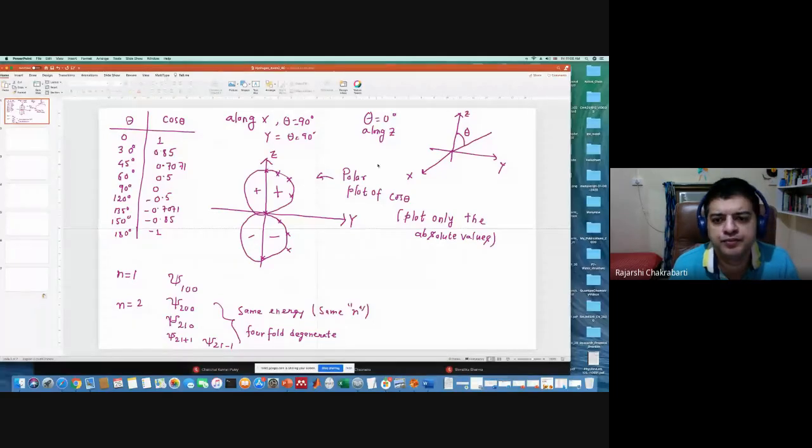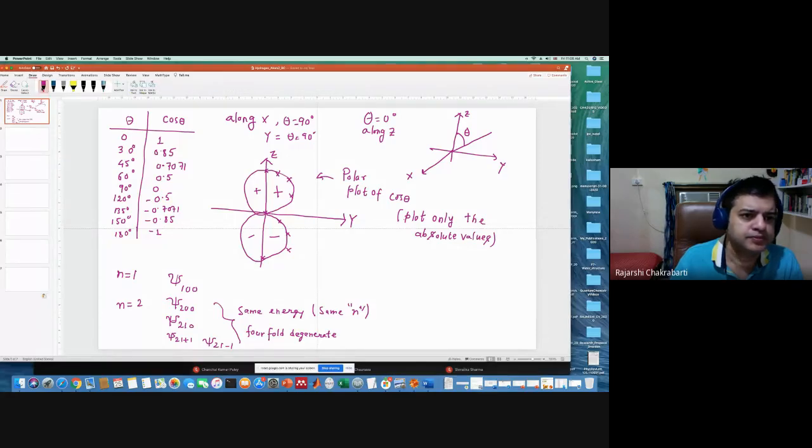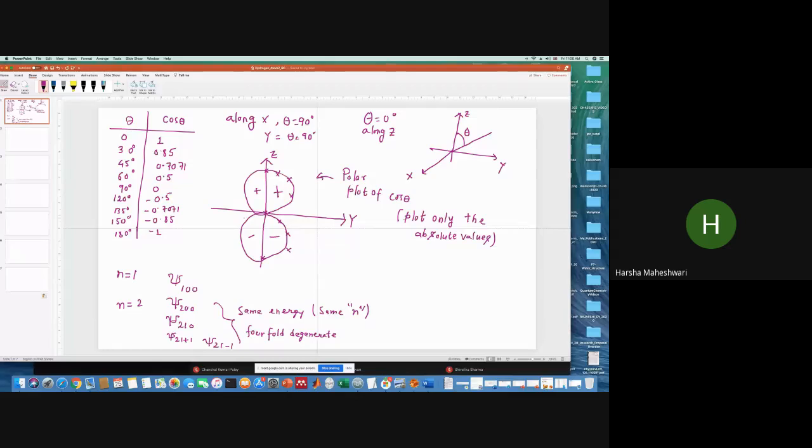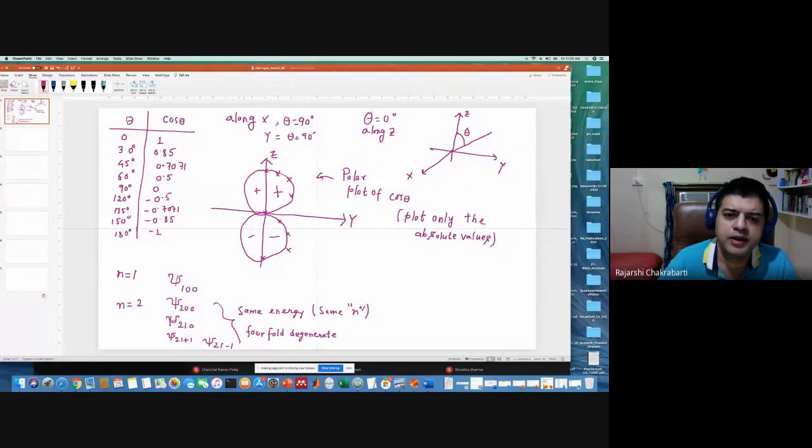So I want to plot cos theta, and this plotting is called a polar plot. Where do you get cos theta? Can anyone tell me why I'm plotting cos theta? This is for an orbital, isn't it? Which orbital is this? PZ. Yes. So any PZ orbital, you will see you have a cos theta from the angular part. And since this is PZ, there is no phi dependence that you must have seen.